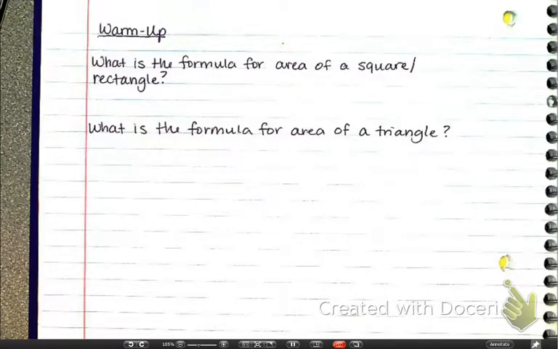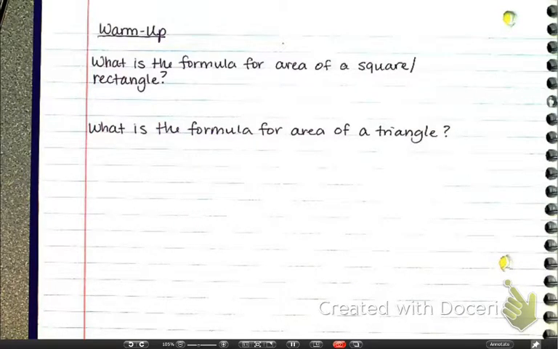Can someone tell me what the formula for area of a square or a rectangle is? Annie? Oh, sorry. I didn't see your hand. Go ahead. Length times width. Okay, so the length times the width.